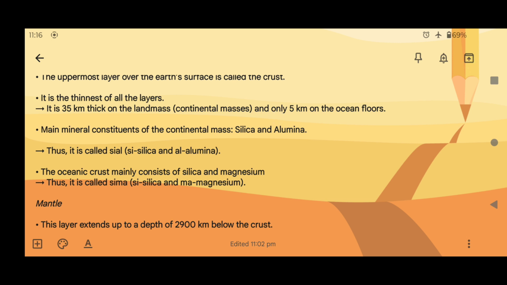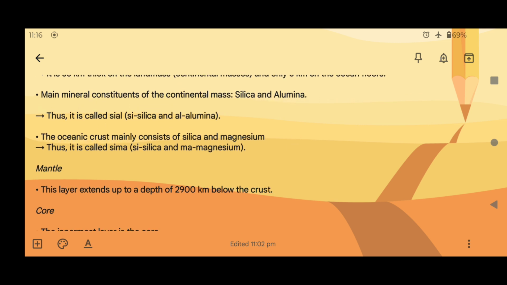It is 35 km thick on the continental mass, and only 5 km on the ocean floors. The main mineral constituents of the continental mass are silica and alumina. Thus, it is called Sial, silica and alumina. The oceanic crust mainly consists of silica and magnesium. Thus, it is called Sima, silica and magnesium.